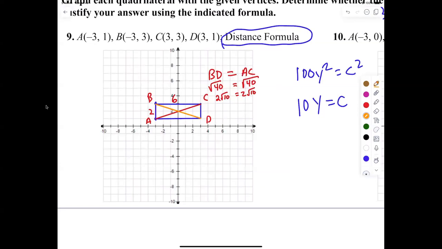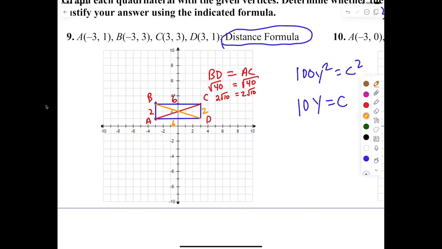Does it necessarily make it a rectangle? That's what I'm asking you. Because the opposite sides are equal, is it a rectangle? I'm asking a question. If the opposite sides of a quadrilateral are equal, is it a rectangle? Yes or no? No, we don't know. Could it be? Yes, it could be.